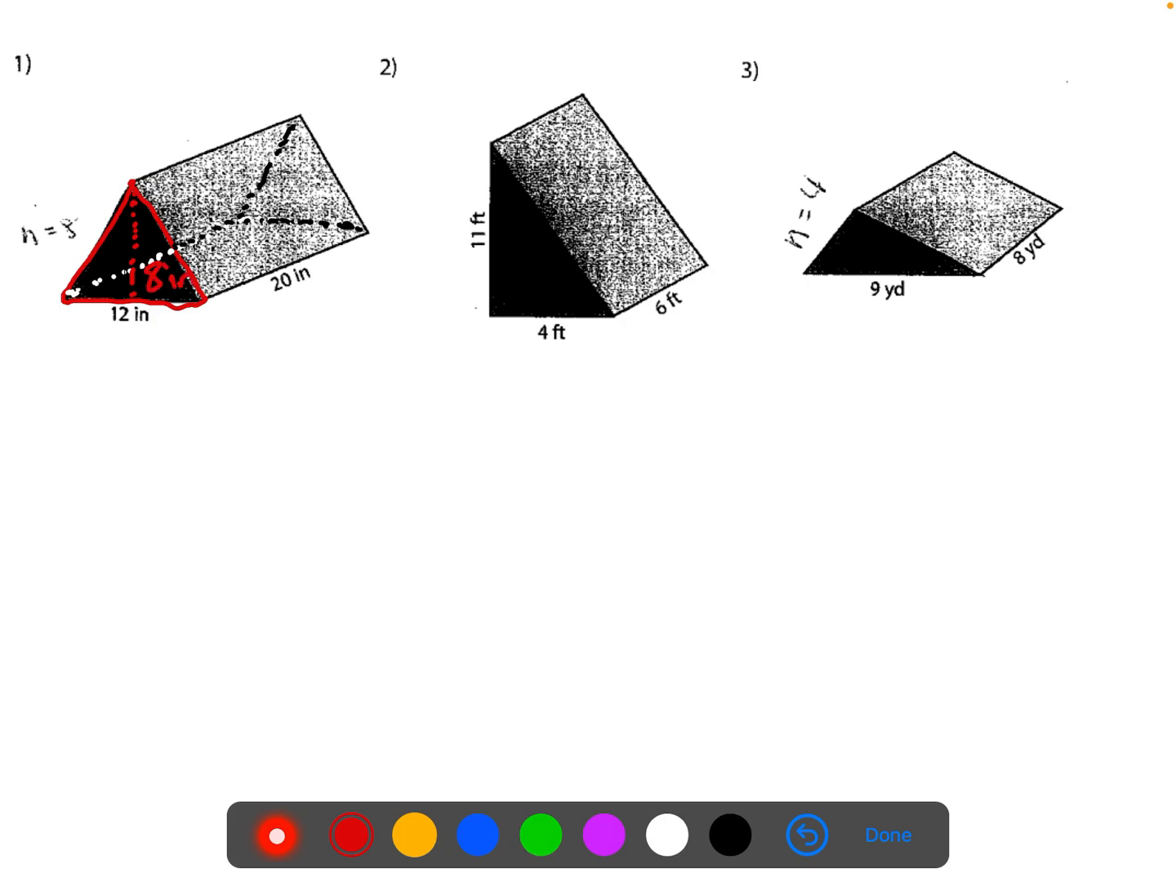All right, now we need to calculate. So what we have to do to find the volume of a triangular prism, and this would have been back on the notes page, is we have to find the area of the base, and this works for any of these prisms here. So we have the area of the base. In this case, the base is a triangle.